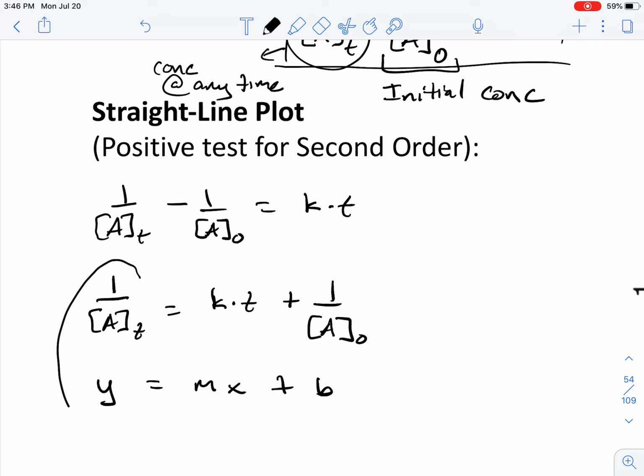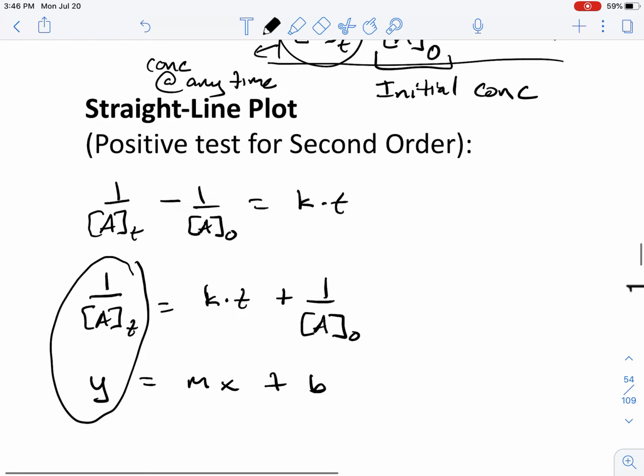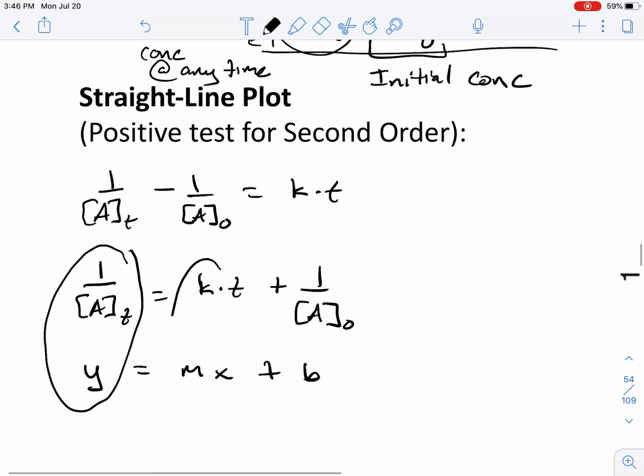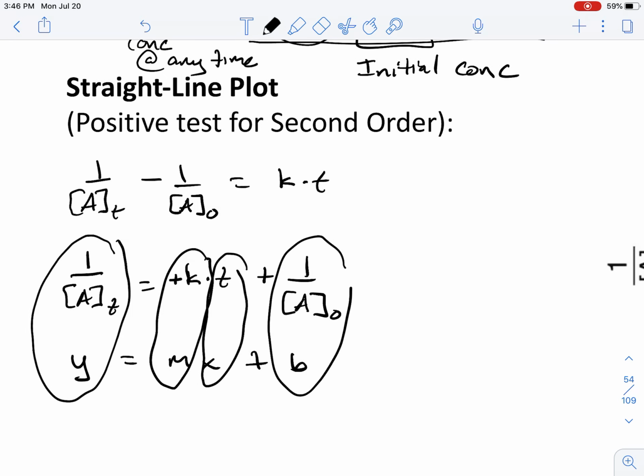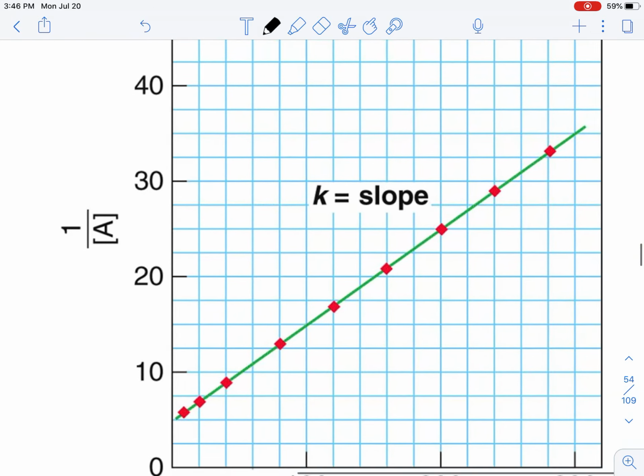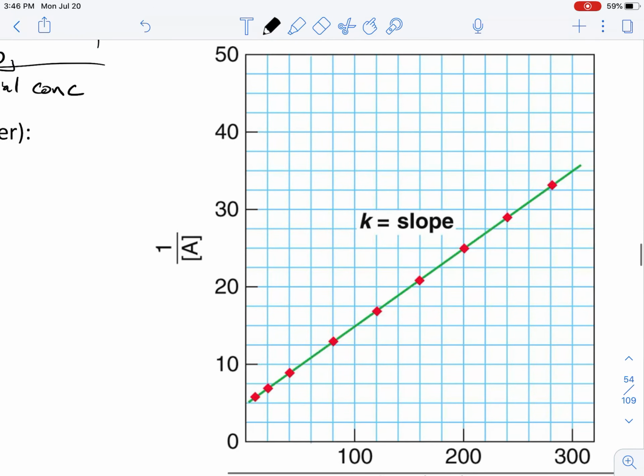notice that I get the y-axis to be 1 over the concentration of the reactant A. So in other words, the reciprocal of the concentration. My slope is going to be a positive value because this k is now positive instead of a negative. And my x-axis is going to be time. And my y-intercept is going to be the reciprocal of the initial concentration. And so if I were to plot this on a graph, I will get a trend that looks like this.